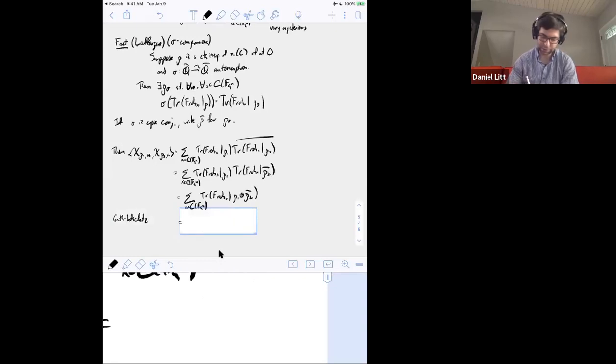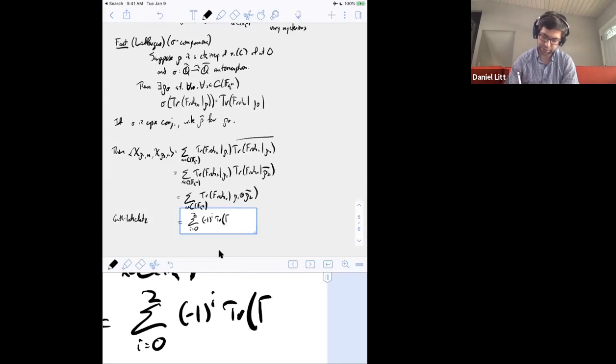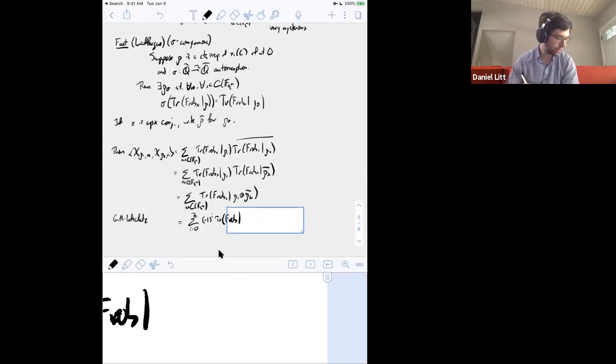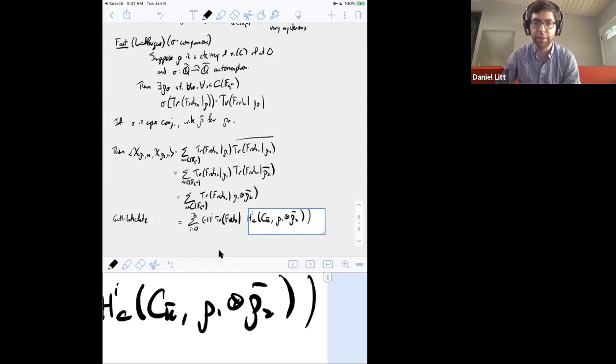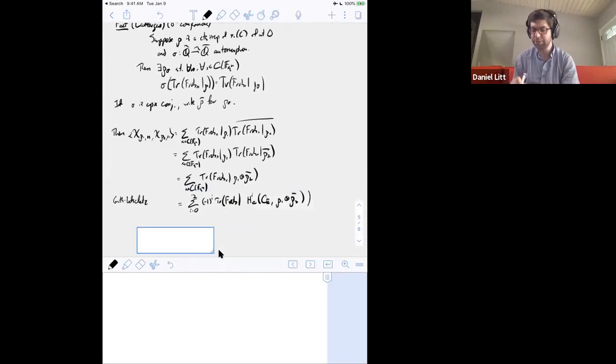and we get the sum from i equals 0 to 2. Well, why? Because the curve is cohomological dimension 2, of (-1)^i times the trace of Frobenius. It's now the absolute Frobenius acting on the compactly supported cohomology of C_K-bar with coefficients in rho_1 tensor rho_2-bar. Okay, so if you haven't seen this before, don't worry about it. It's some étale cohomological version of the Lefschetz fixed point formula. Okay, so now this tells us something about the inner product.